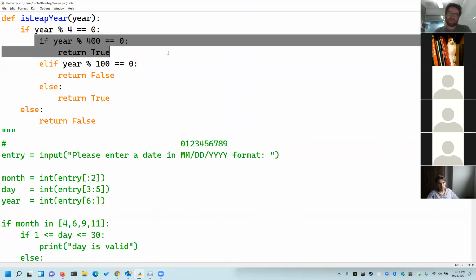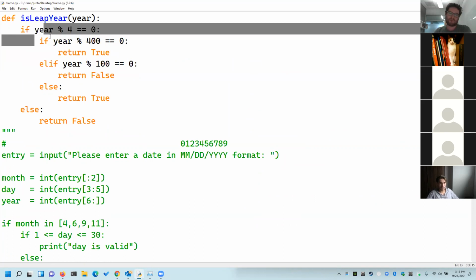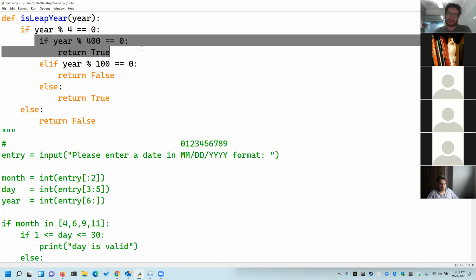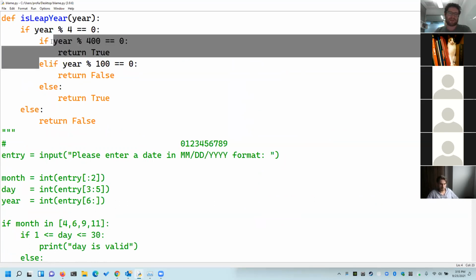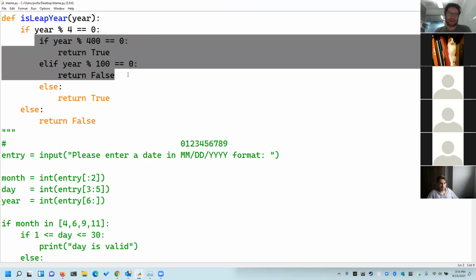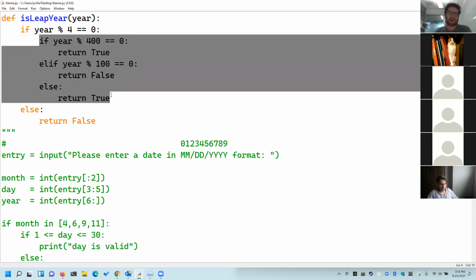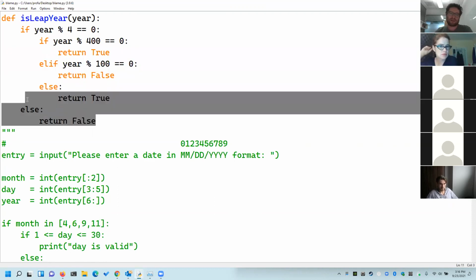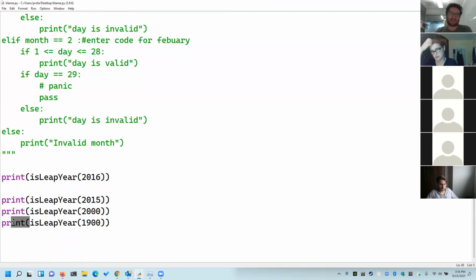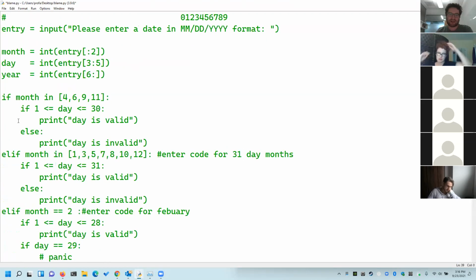So if it's divisible by four, it's probably a leap year. It's definitely a leap year if it's divisible by 400, but not divisible by 100, right? Because these are interdependent clauses. They're not independent of each other. Now, why do I use the print? Why can't I use the print function here? Why did I use the print over here? Because otherwise it wouldn't do anything. Yes, I'll be sharing the code afterwards.